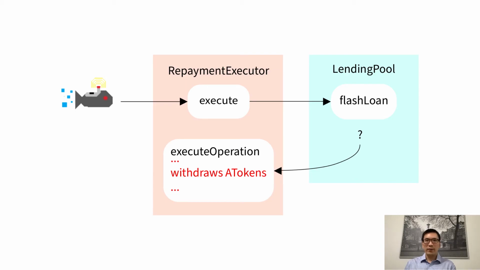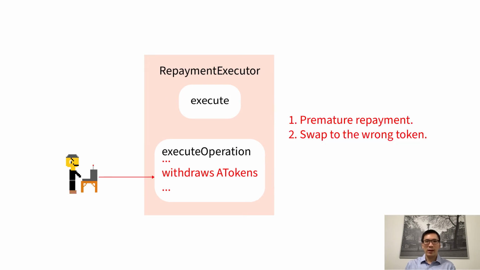In the normal flow of events, the bot initiates repayment by calling the execute function of the repayment executor contract. This triggers the flash loan call, and the lending pool API invokes the execute operation via callback. The callback needs to be handled with care. It is a public method and anyone may call it. A malicious user could potentially trigger premature repayment or even a swap to the wrong token.